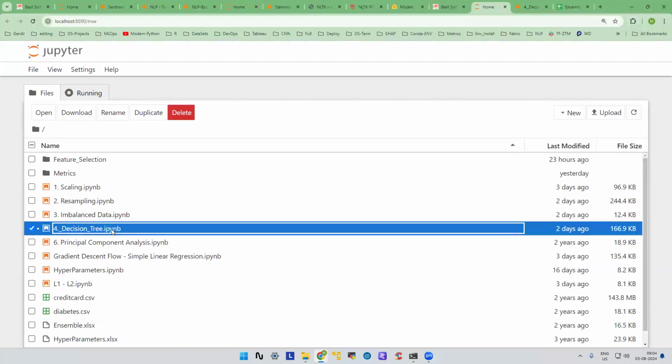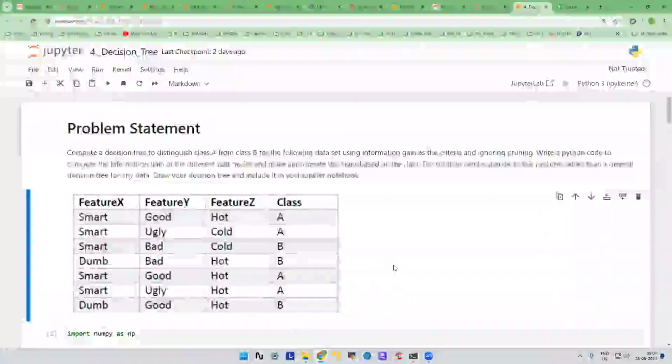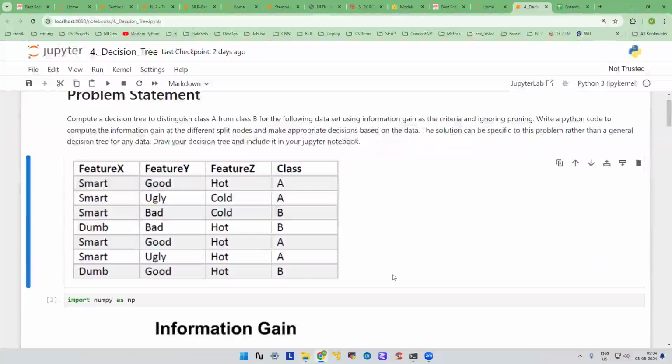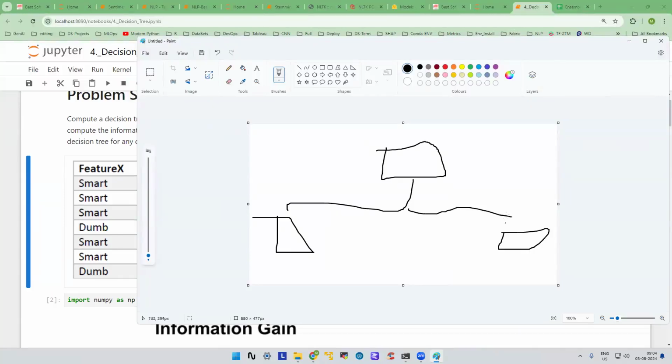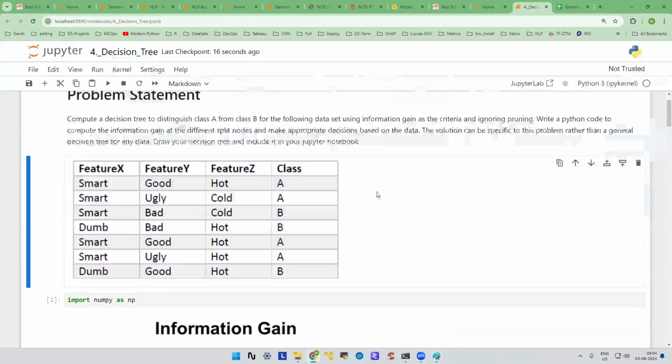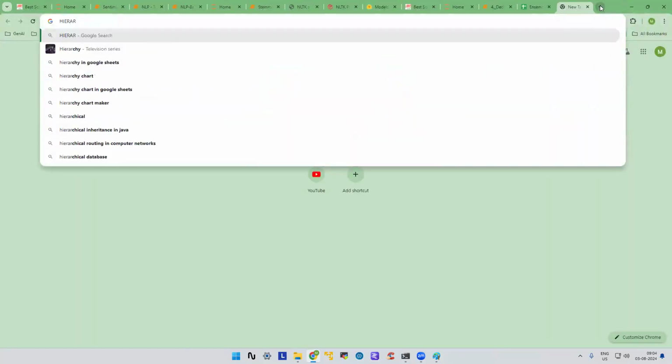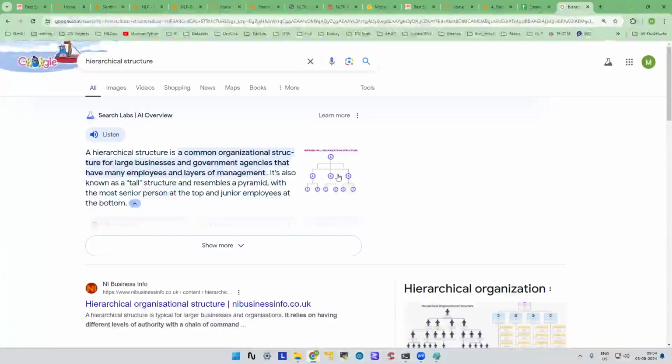Okay, let's start with decision tree. We are going to understand how this works internally. Decision trees are like inverted trees, hierarchical data structures, right? Let's take that we have input columns, feature X, feature Y, feature Z, and the target column is class. It's going to be like this, a hierarchical structure.